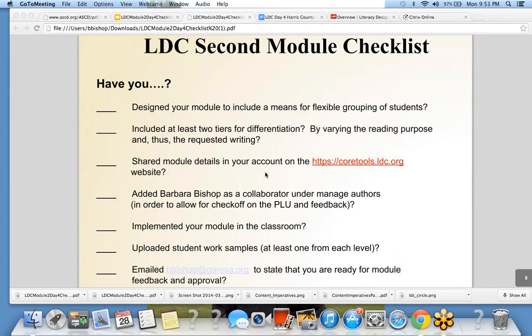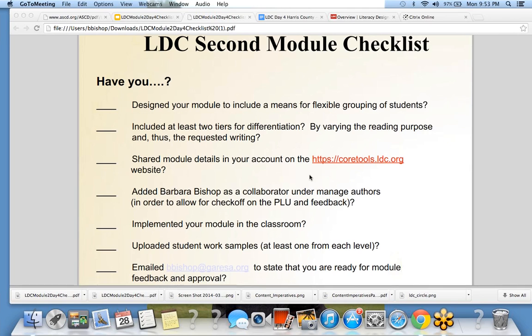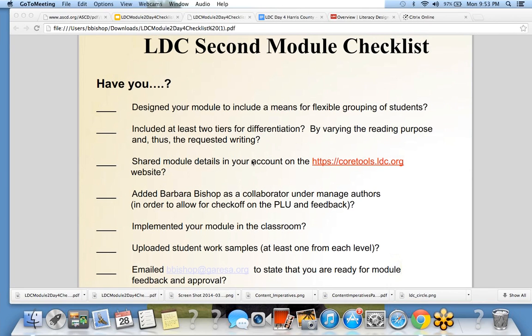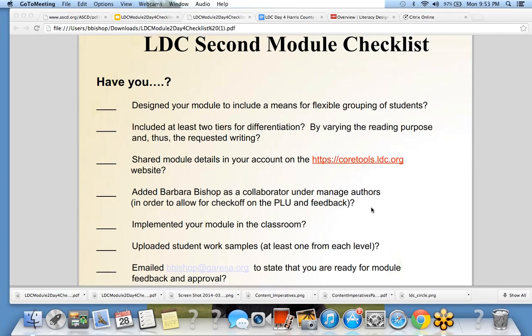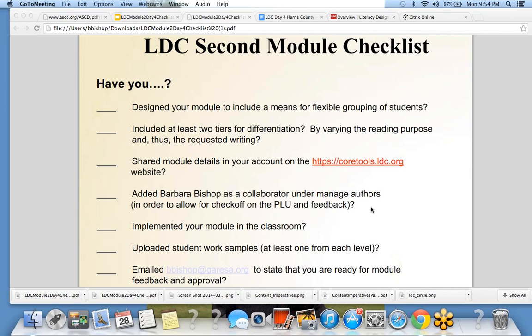Did you get the module typed into the account at coretools.ldc.org? Did you add me as a collaborator so that I might be able to do the check off for the professional learning and also provide some feedback? Have you had a chance to implement this in your classroom?